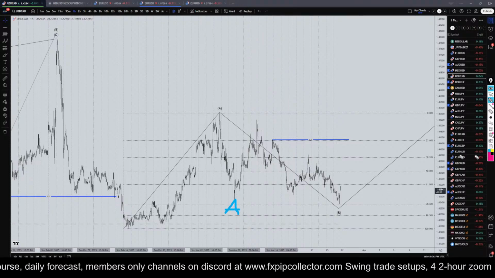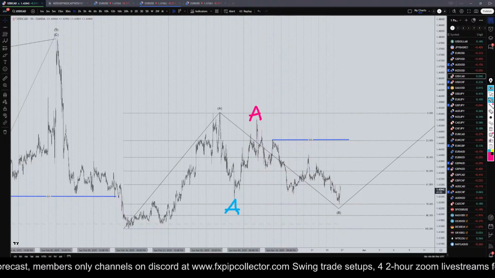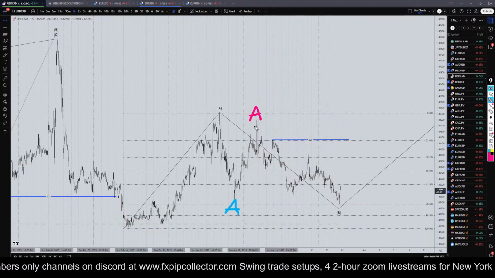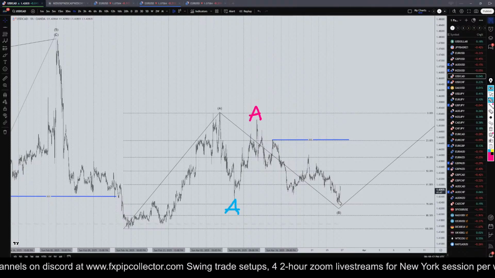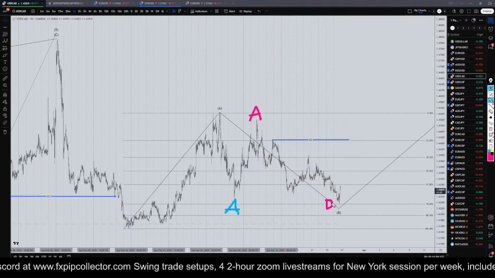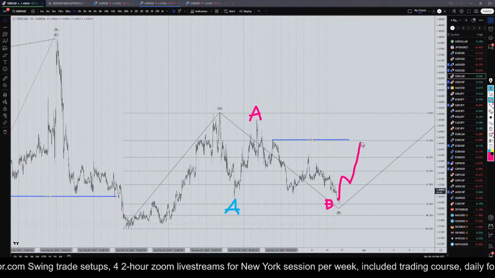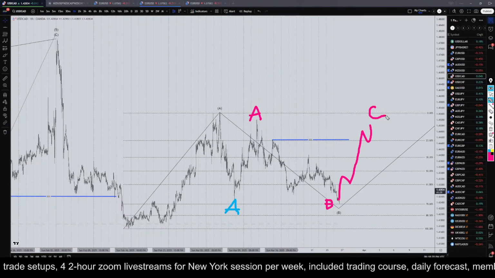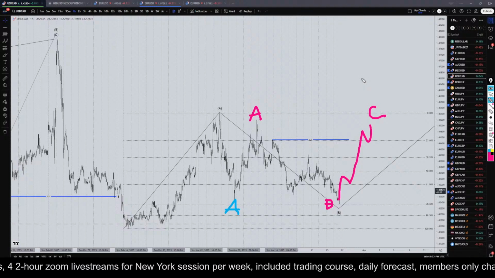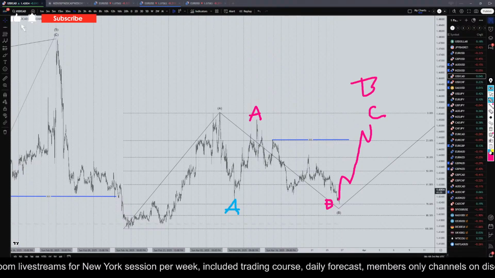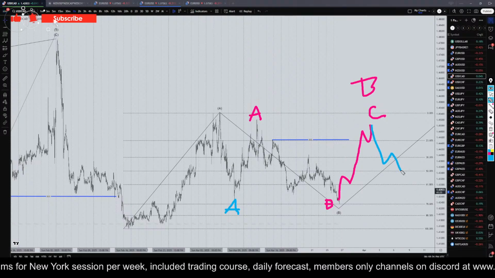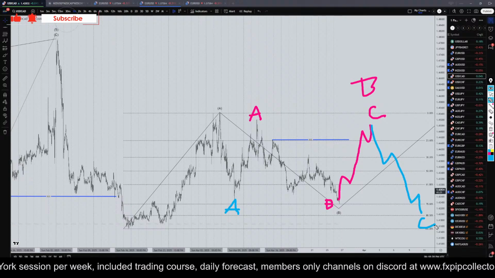Let me change colors here. This is an A. So you basically have 3 A's in a row because they're all impulsive. And then this is the B right here. And then it goes up, but the move up is just a C. And this is an A, B, C of B. And then go back to the blue because the blue would be the bigger wave C.